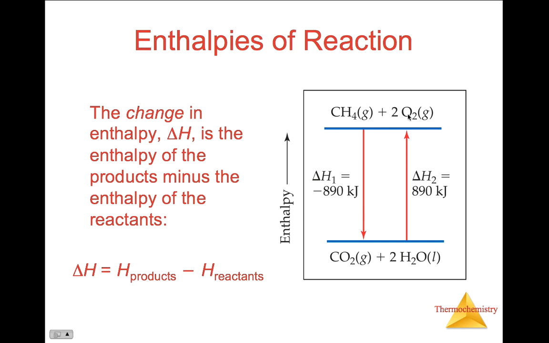Conversely, when CH4 and O2 combust and form carbon dioxide and water, which happens in hydrocarbon combustion all the time, we would release, and that's why it has a negative sign right here, 890 kilojoules of energy.